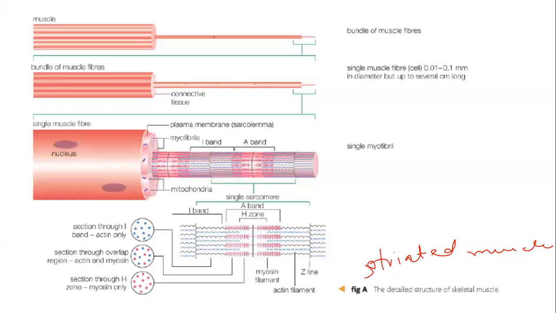It is under the control of the voluntary nervous system. When you view it under the microscope, it appears as if it has these stripes on it, right? It contracts rapidly, but it also fatigues and tires out quickly, right? You know that.